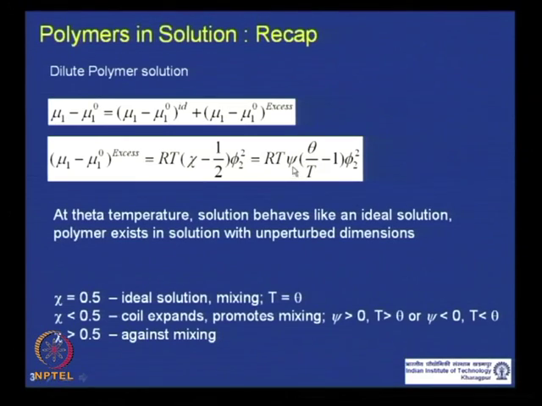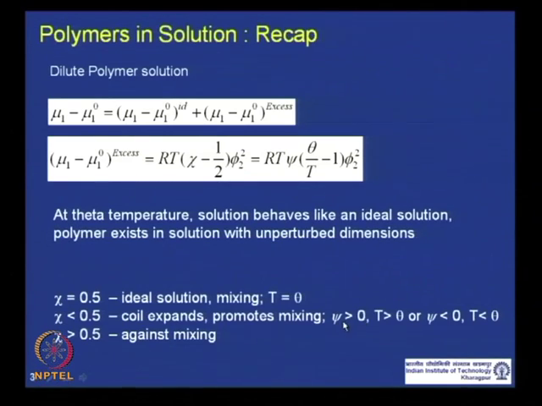Psi, if you recollect, was the entropy parameter. To have this term negative for a positive entropy parameter, T has to be higher than the theta temperature to have mixing. Whereas if the entropy factor is negative, then T has to be lower than the theta temperature to make mixing possible. In the opposite case, where the polymer-solvent interaction parameter chi is higher than 0.5, it acts against mixing.